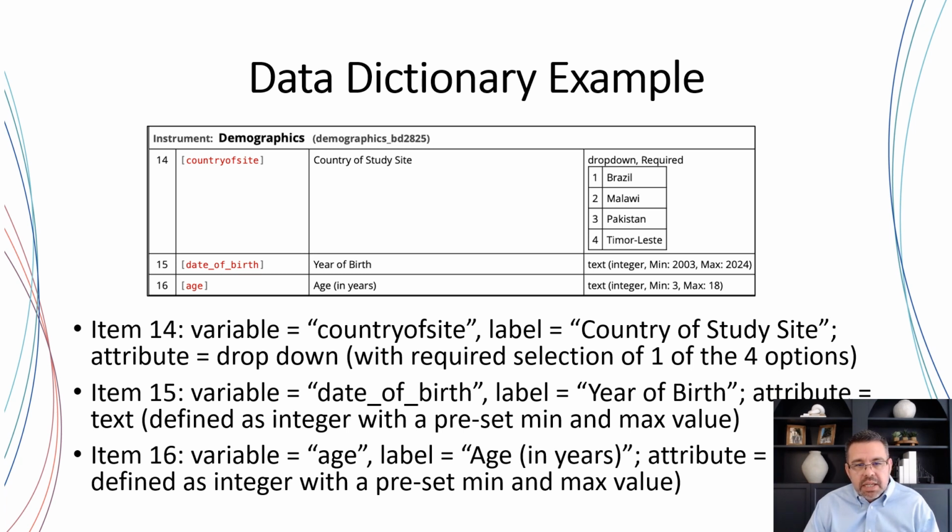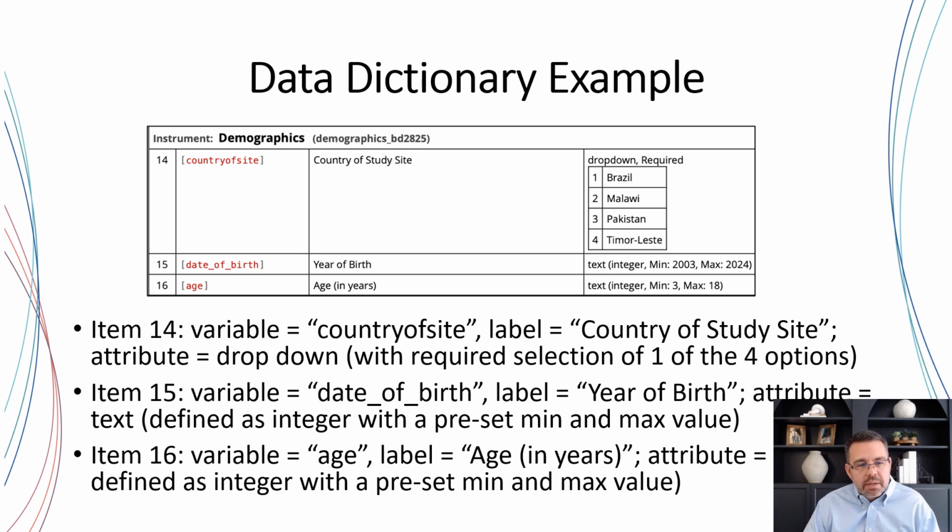And here we can see that it is a text field, and that is an integer that has these required minimum and maximum values, right? So it is going to be an integer valued variable that has to be within 2003 to 2024, right? We've restricted the data range to those points.